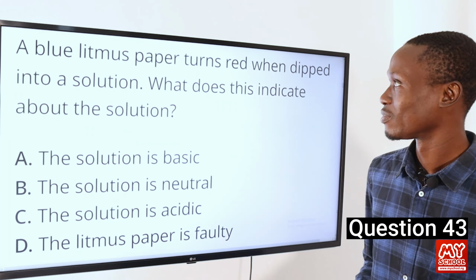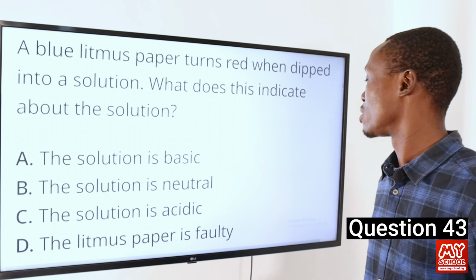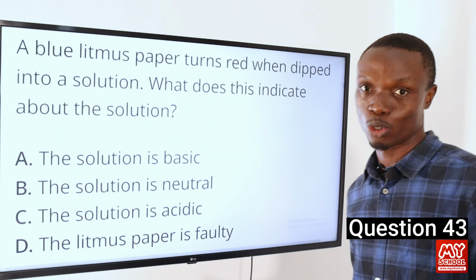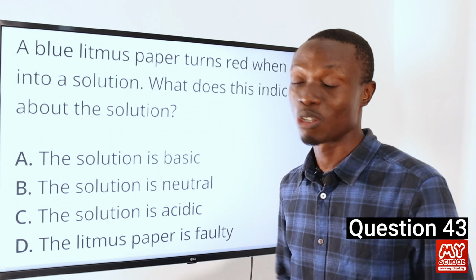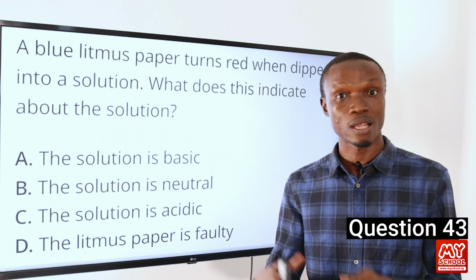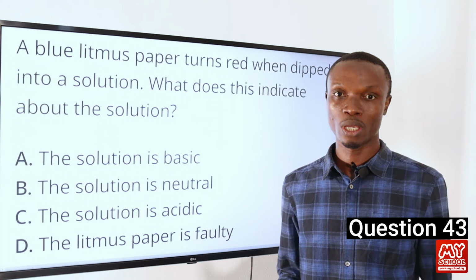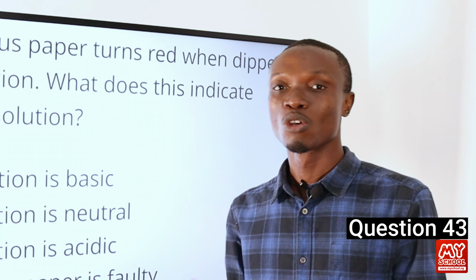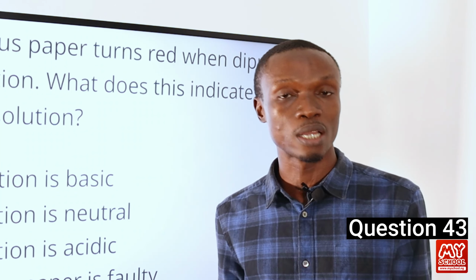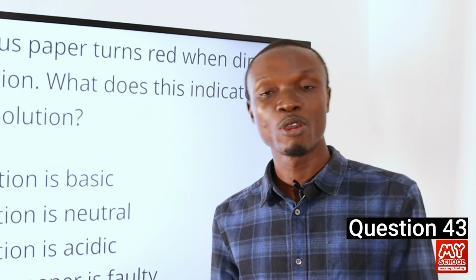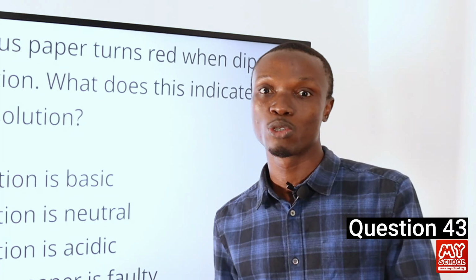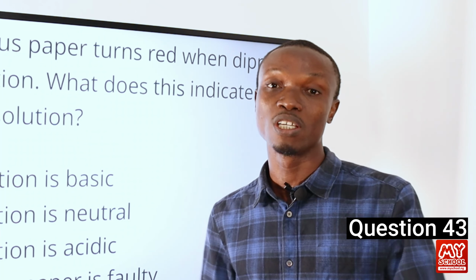Question 43. A blue litmus paper turns red when dipped into a solution. What does this indicate about the solution? We have different ways of testing whether a substance is acidic or basic, and one of the ways is to test the solution with litmus paper. If a blue litmus paper is dipped into a solution and it changes to red, you should know that that solution is acidic. But if a red litmus paper is dipped in a solution and the color changes to blue, that solution is basic.